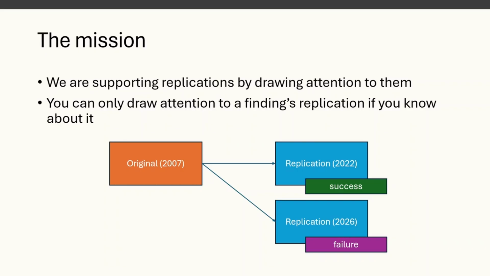In this case, the original study having been replicated by two independent people in two different years, this would lead to two rows of original and replication studies. The first row would be the original and the replication from 2022, and the second row would be the original again and the replication from 2026.